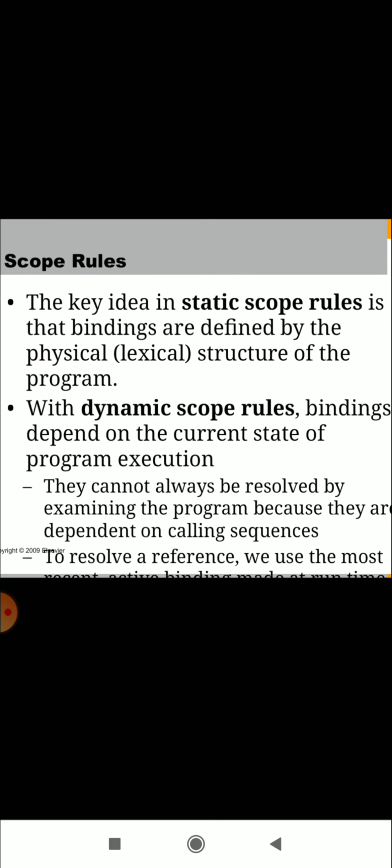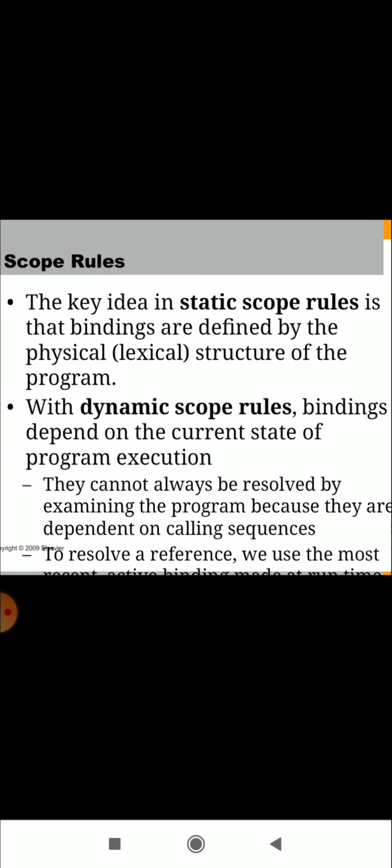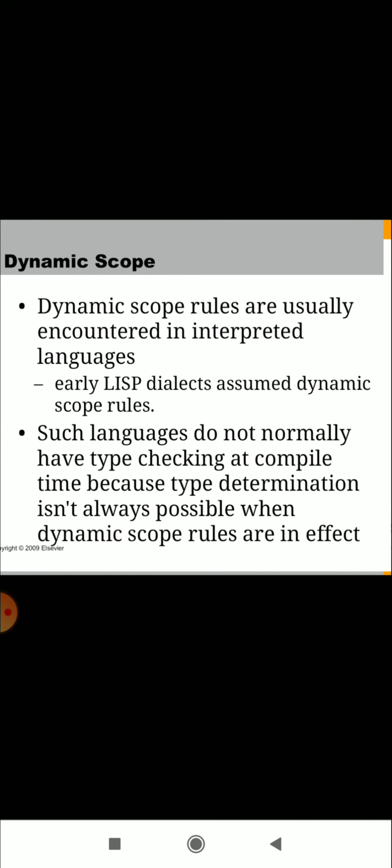The key idea in the static scope rule is that bindings are defined by the physical structure of the program. With dynamic scope rules, bindings depend on the current state of program execution. They cannot always be resolved by examining the program because they depend on the calling sequence. Dynamic scope rules are usually encountered in interpreted languages. Early Lisp dialects assumed dynamic scope rules. Some languages do not normally have type checking at compile time because type determination is not always possible when dynamic scope rules are in effect.